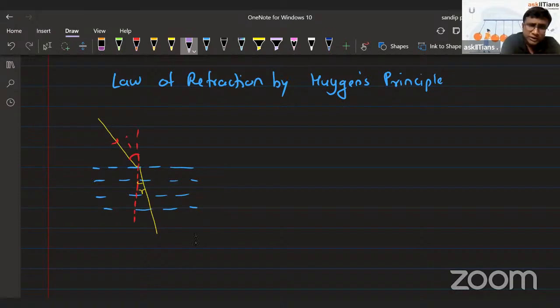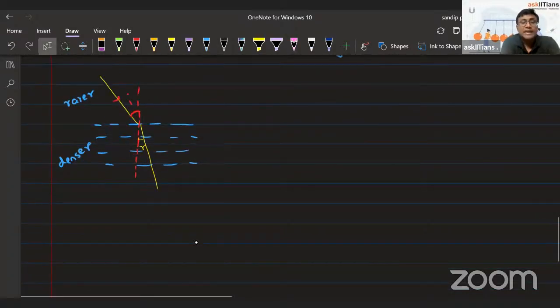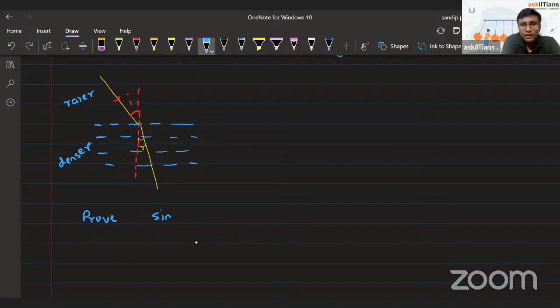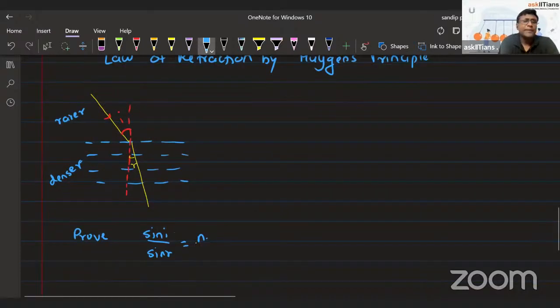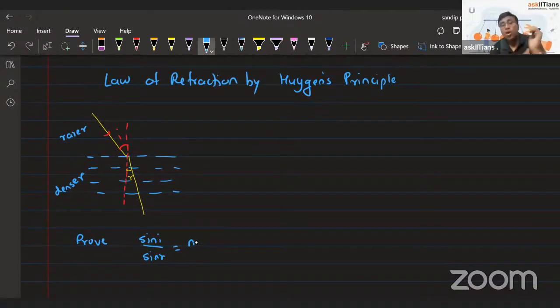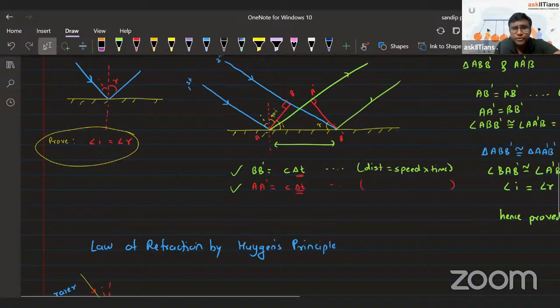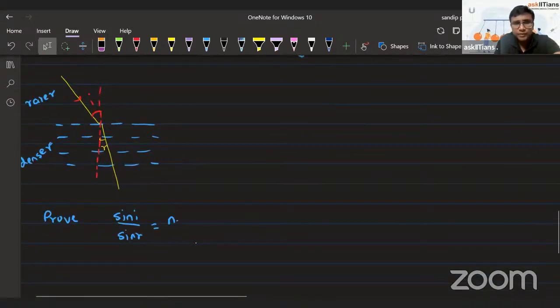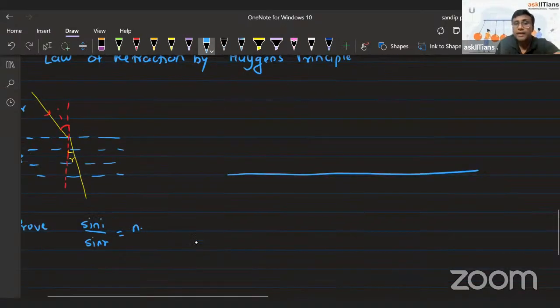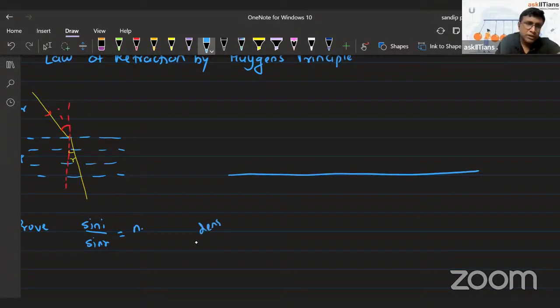Okay, so this is your rarer medium, and this one is your denser medium. And in this case, what we need to prove is that sine I upon sine R is equal to refractive index. Right? So refractive index, you can call it as n or mu. Then, using the Huygens principle, how are we going to solve this? So again, let's say this one is denser, this one is rarer.